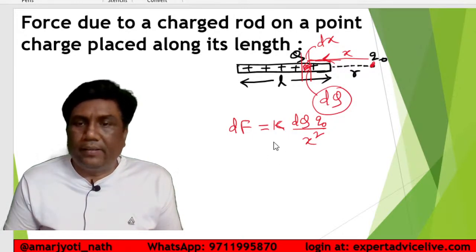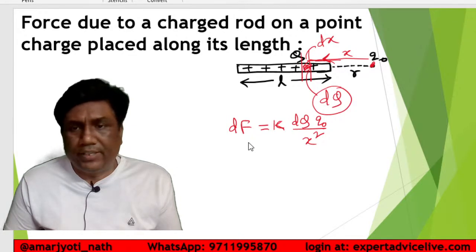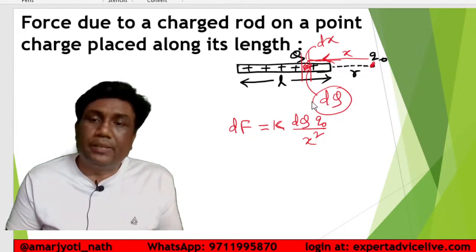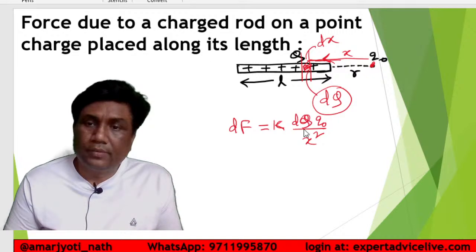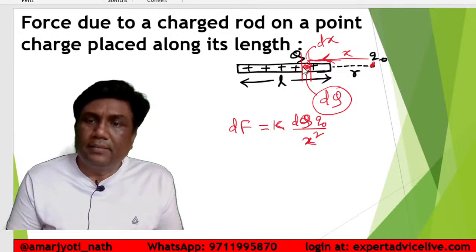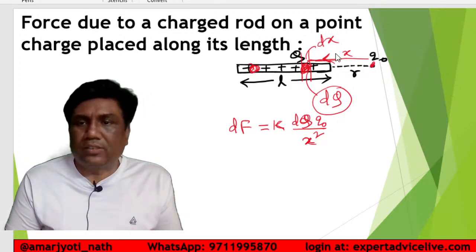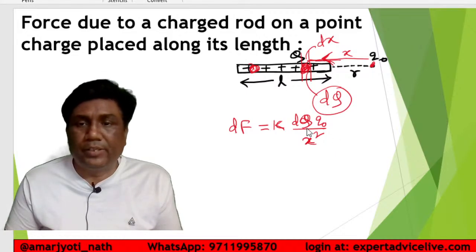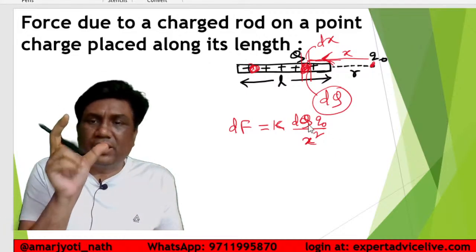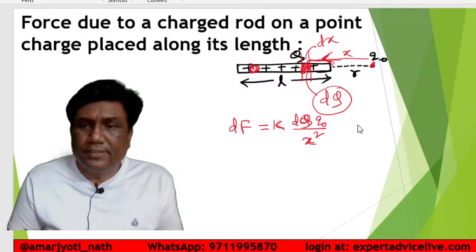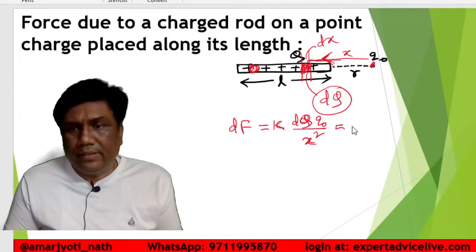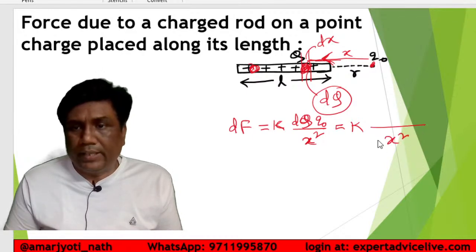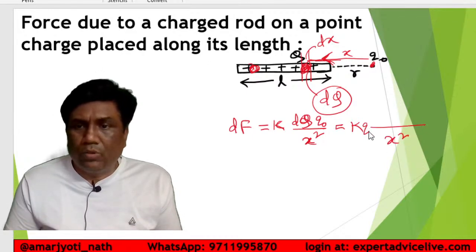On the left side there is only one variable, that is the force. On the right we have two variables, one is dq and the other is x, no? Because if you take another segment, obviously x will also be different. x is variable, and the charge dq itself is variable. The total integration of dq is Q only, the total charge. Anyway, let me convert it into a single variable. So here I put x square, and Q naught taken out.